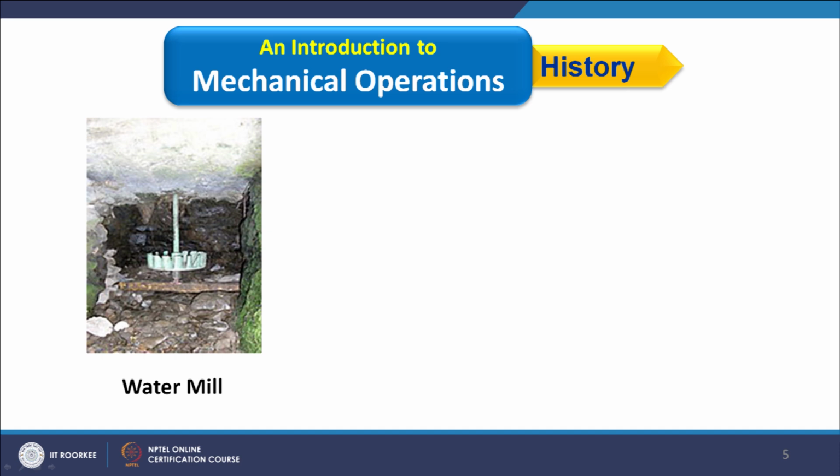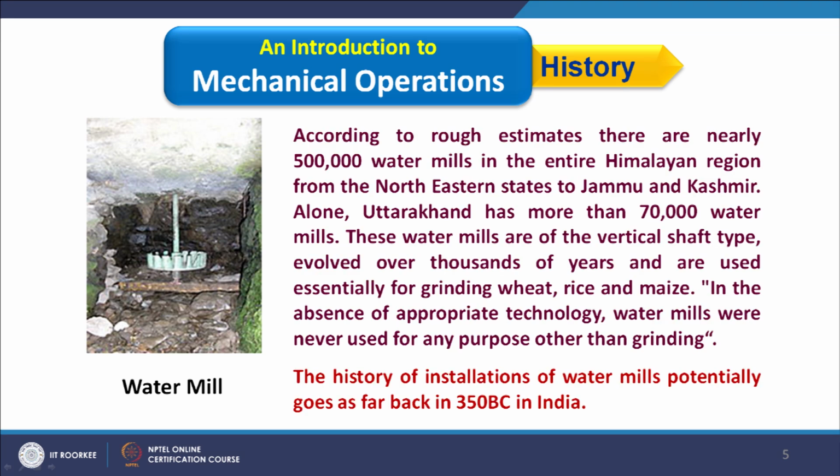So, this watermill, when I am considering it and relating it with history, according to rough estimates, there are nearly 5 lakh watermills in the entire Himalayan region, from the northeastern states to Jammu and Kashmir. Alone, Uttarakhand has more than 70,000 watermills.